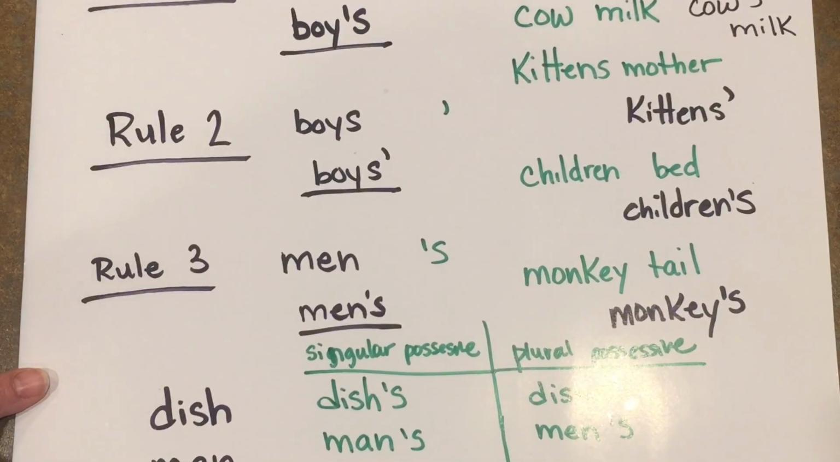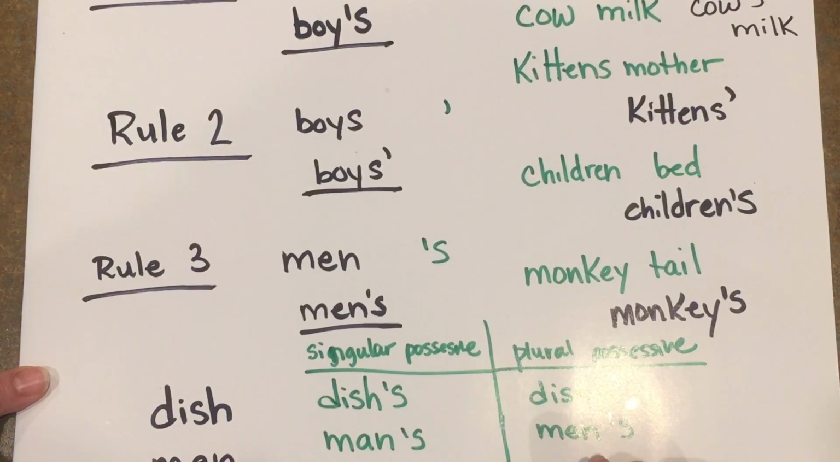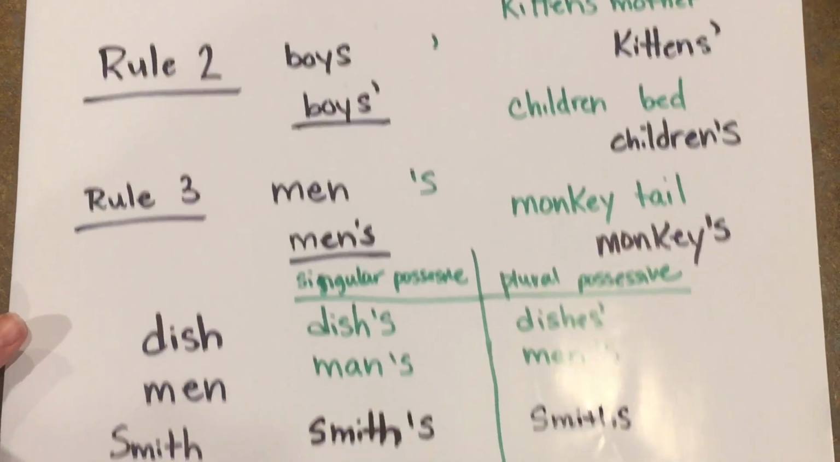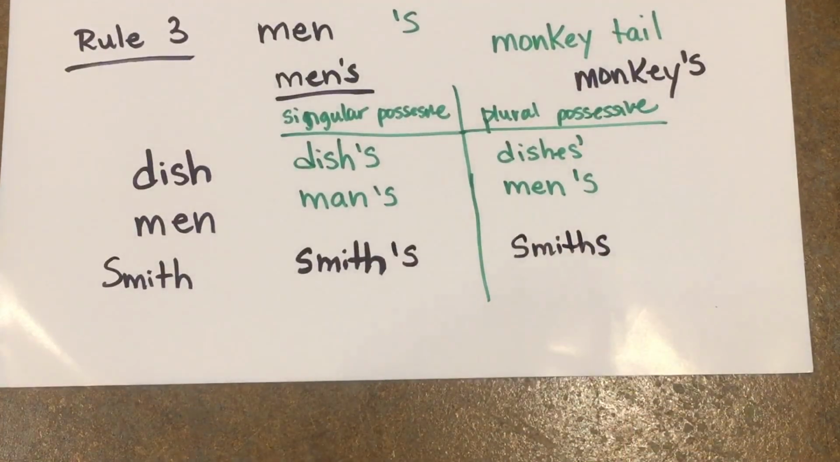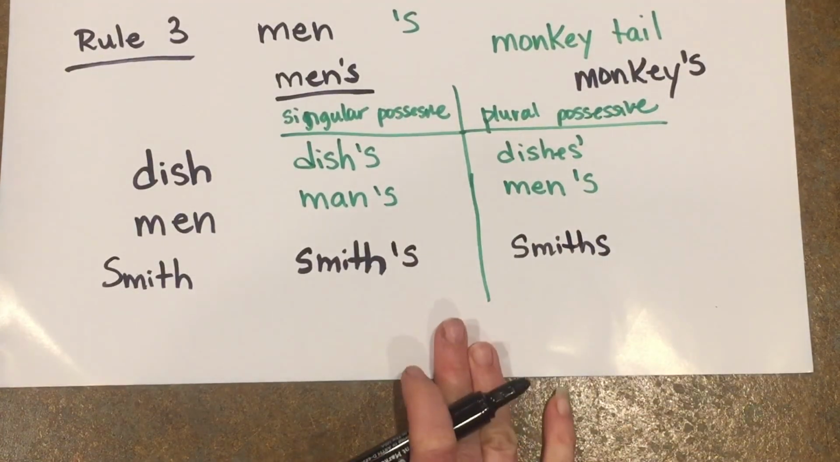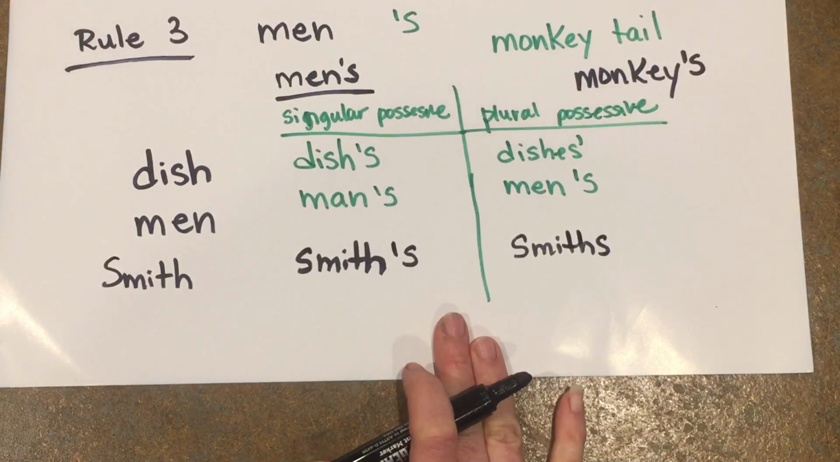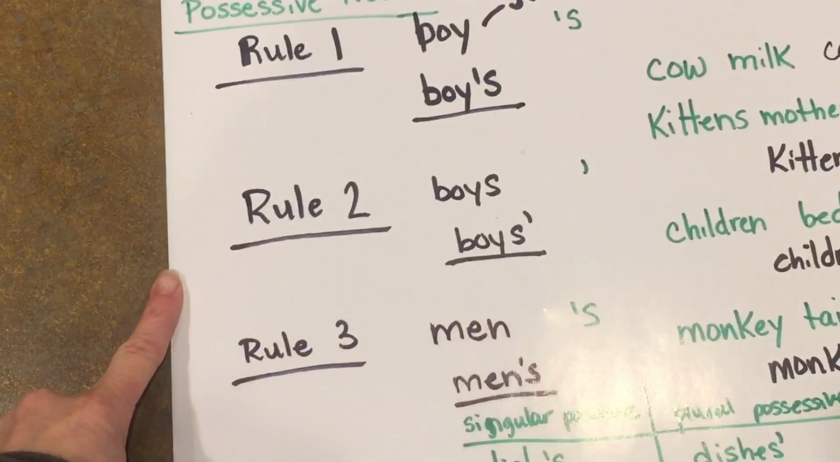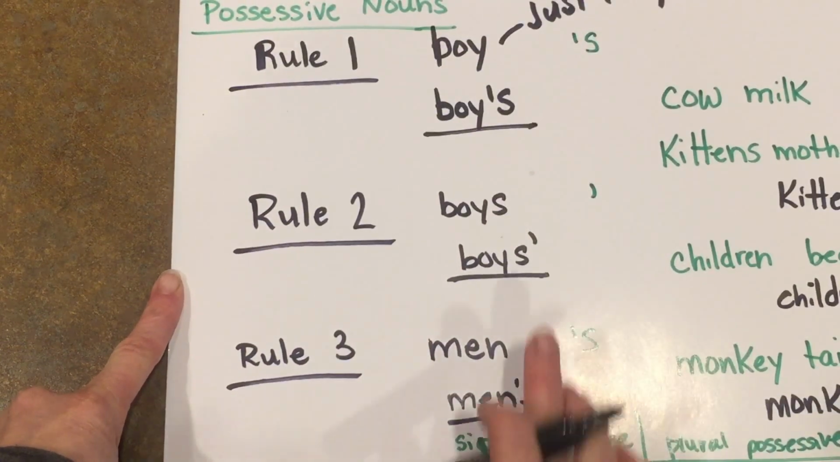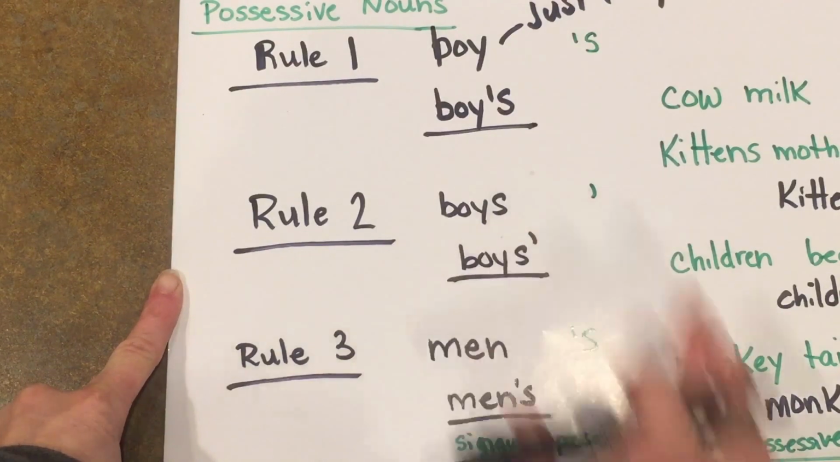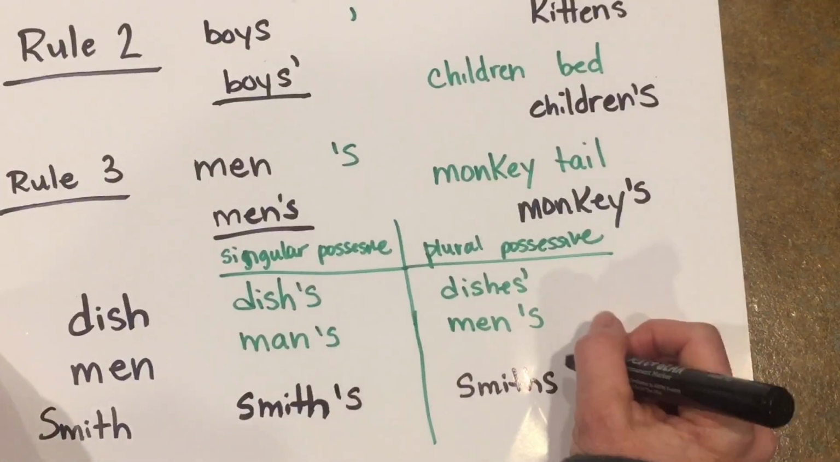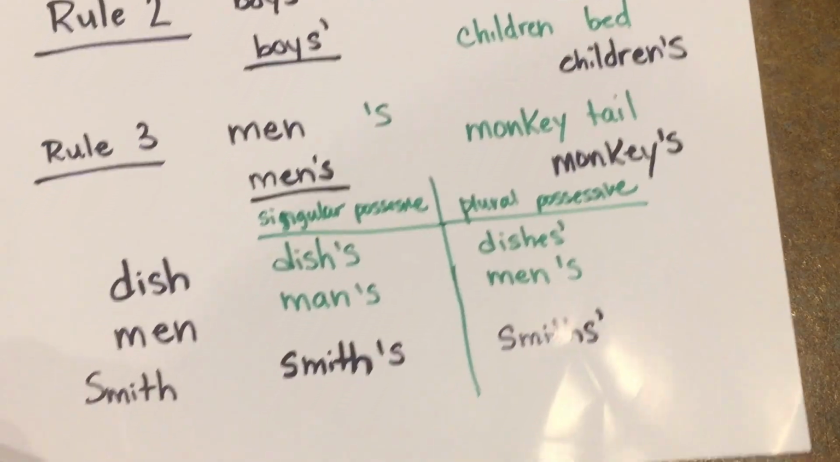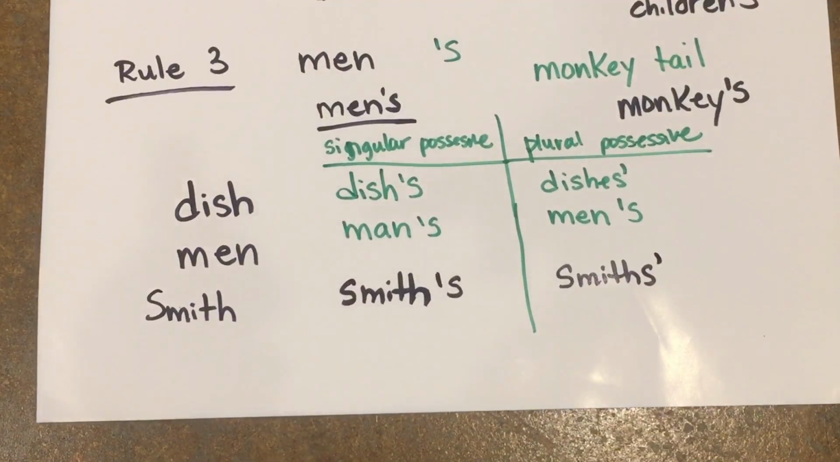What about if there's more than one Smith? Is that what you said? I hope you did. Now we have plural. They're already plural. What do you do when there's already an S on it? There's already an S right here. Just add an apostrophe. So we're going to come back here, add apostrophe after the S. And then one more, friend.